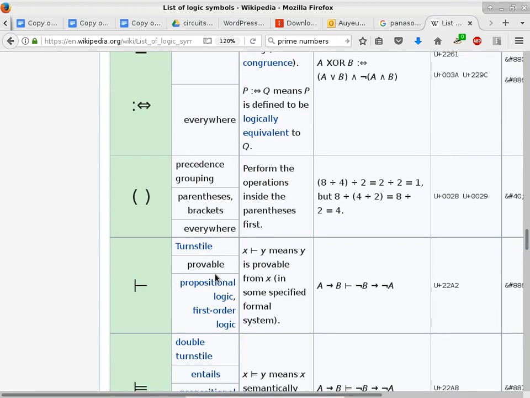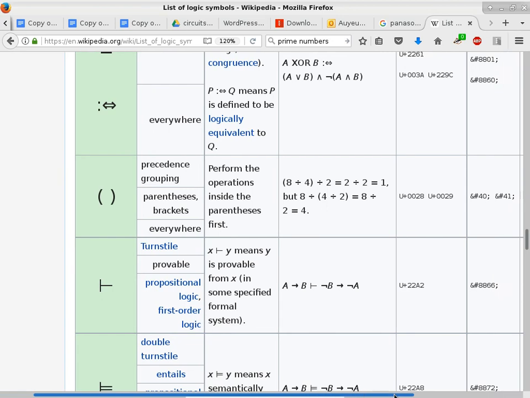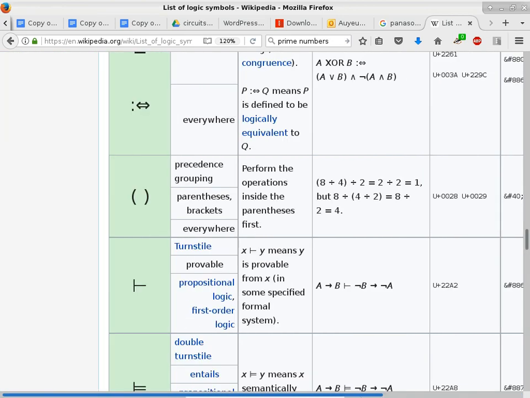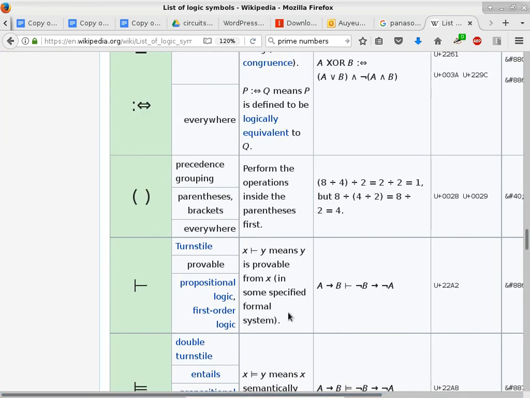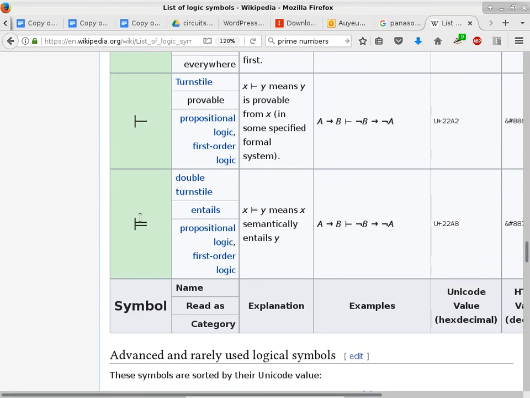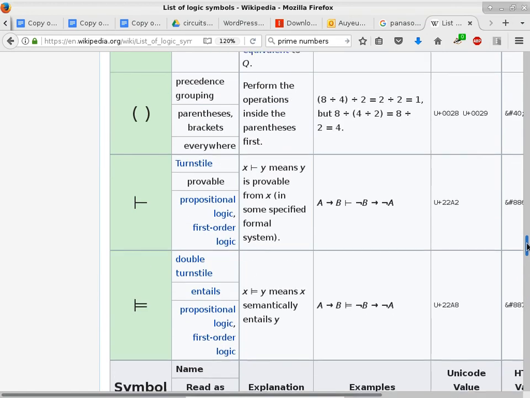Turnstile is provable from, okay, and they don't use any other name for that. The other one is entails. This one with a double bar is entails. I think I've also read it as asserts. Yeah, I just look at it as transforms. From whatever you have on the left-hand side, it is syntactically transformable to the right-hand side.